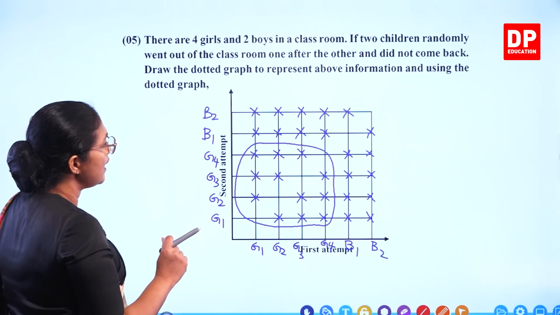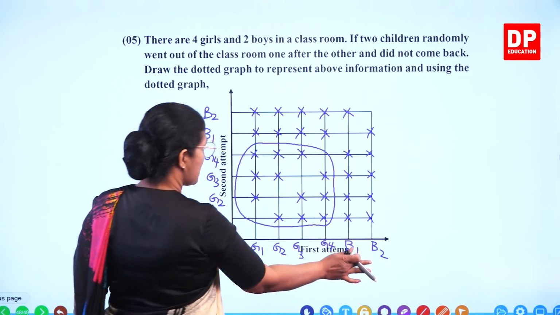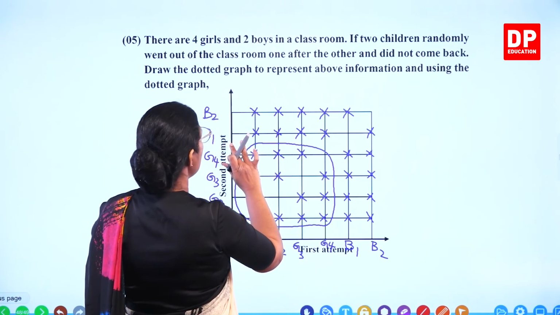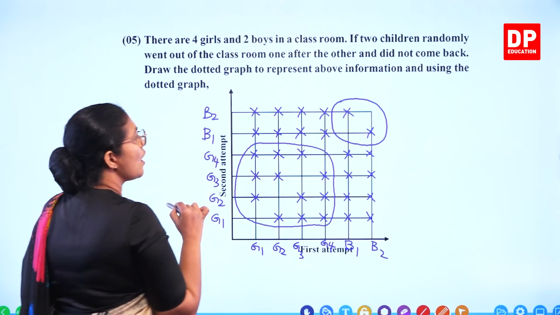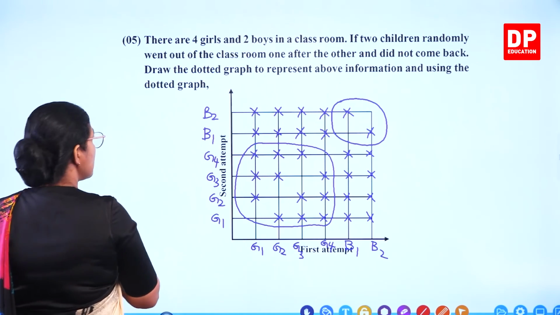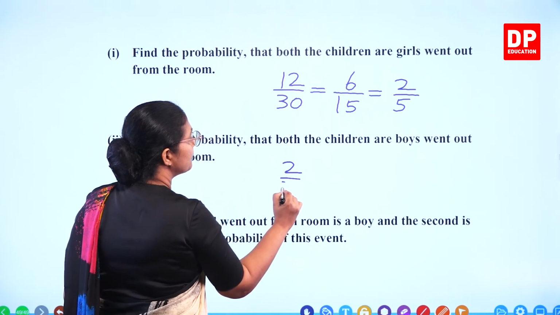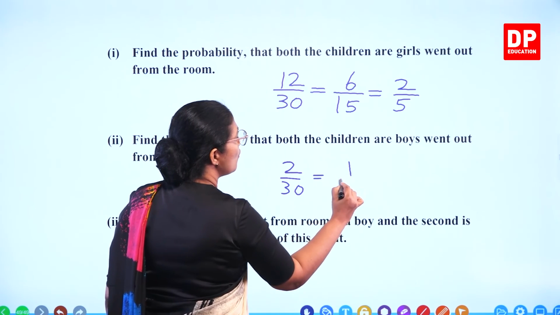Next part. Find the probability that both the children who went out from the room are boys. That means you have to select boys in the first attempt as well as boys in the second attempt. So that means here this part. 2 out of 30. So that means 1 over 15.